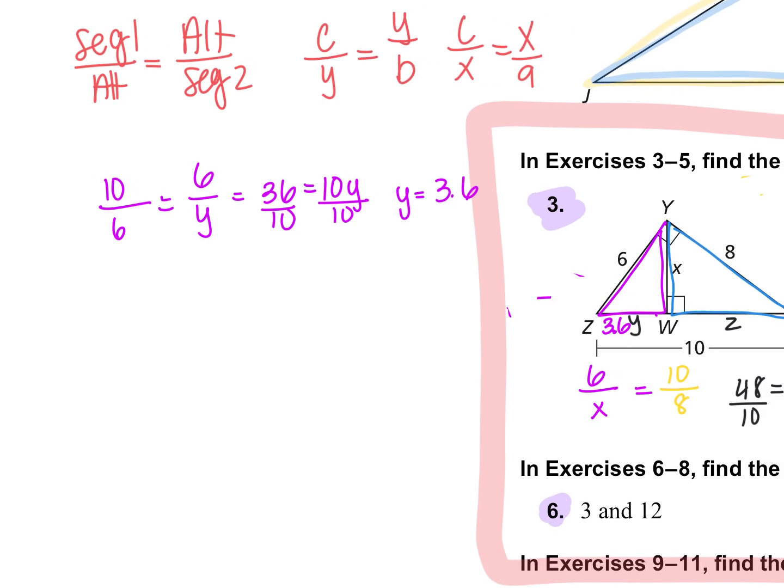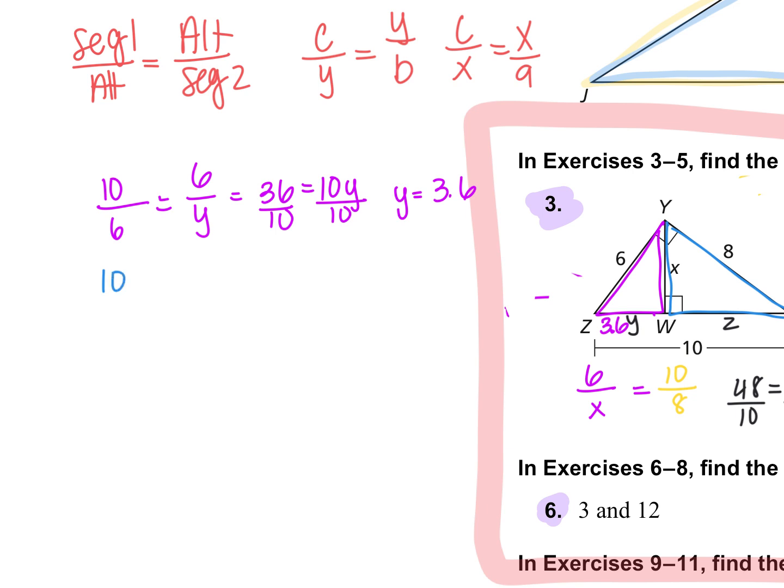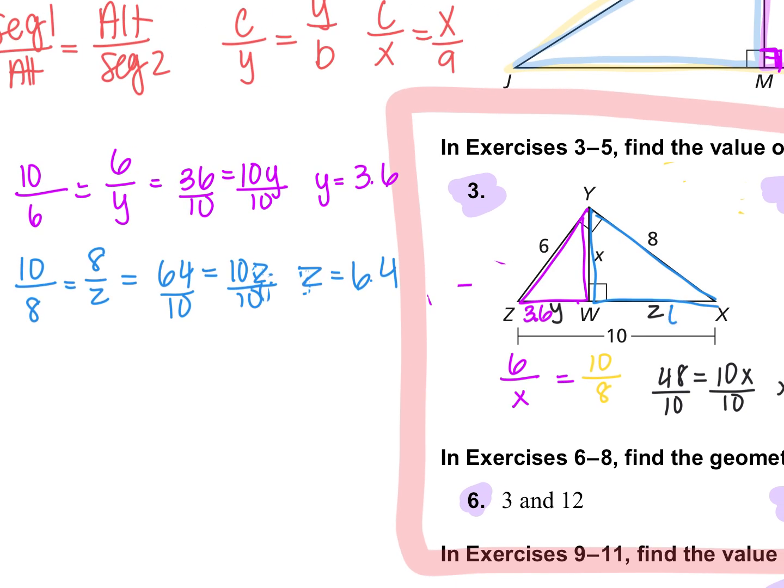So solving for my blue side, I'm going to take my hypotenuse again. And now I have 8 equals 8 over Z. Cross multiply. 64 equals 10Z. Divide both sides by 10. And this should actually be a Z, not a Y. Z is going to equal 6.4. So if I added 6.4 and 3.6, it's still going to give me 10. I'm just solving it. Now that I have my segments, I can now solve for my altitude.